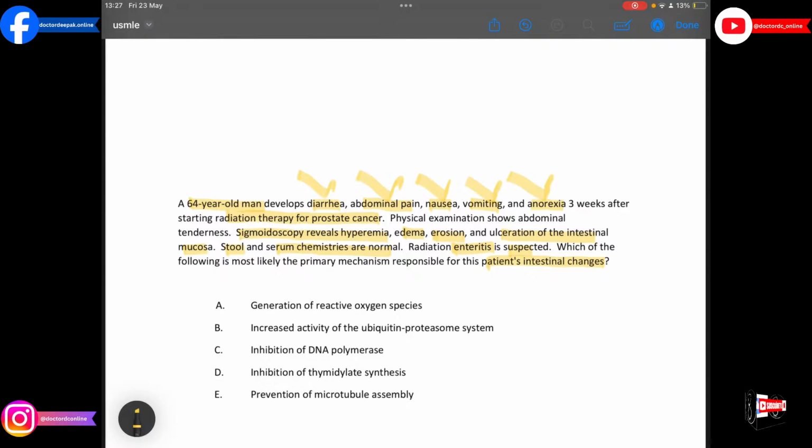Since he was undergoing radiation therapy, these acute radiation enteritis signs include abdominal pain, diarrhea, inflammation, and injury of the intestine and mucosa, 3 weeks after starting the radiotherapy for prostate cancer. Therapeutic ionizing radiation is commonly used to treat or palliate many types of cancer and causes cell death through two primary mechanisms.